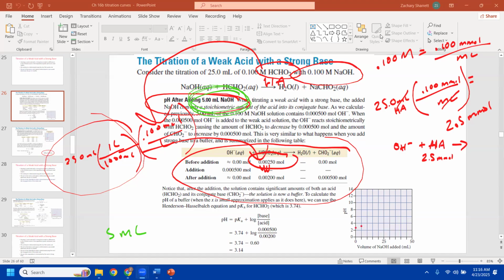So we have 5 milliliters, and this is 0.100 millimoles of NaOH per milliliter, and when it's NaOH, can we just think of it as OH minus? Why can we think of it as OH minus, Amanda? Why is NaOH equal to OH minus?